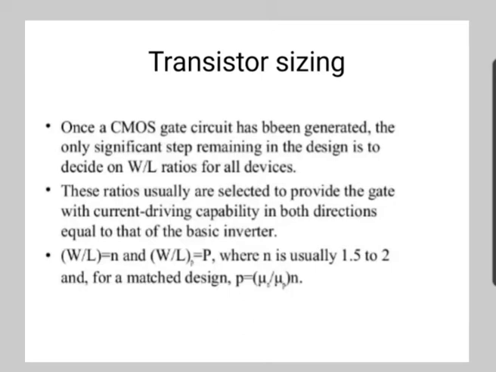Once a CMOS gate circuit has been generated, the only significant step remaining in the design is to decide on the W by L ratios for all devices. These ratios usually are selected to provide the gate with current driving capability in both directions equal to that of the basic inverter, where n is 1.5 to 2 and for matched design it is given.